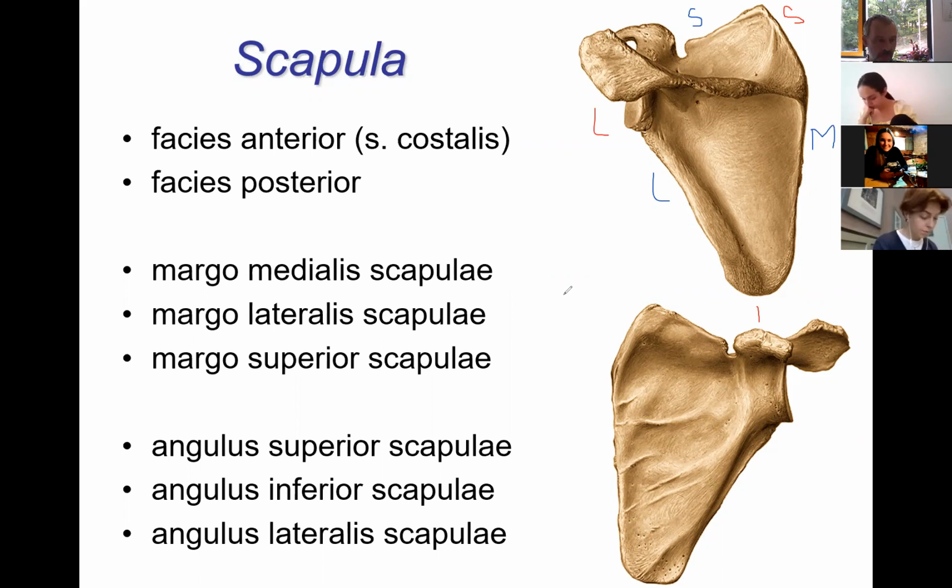Any new questions to that, or do you understand it perfectly? 3 angles, 3 borders or margins. Margo is a border or margin. Facies is a face or surface. Angulus is an angle. I think very easy. Now we come to the complicated part.